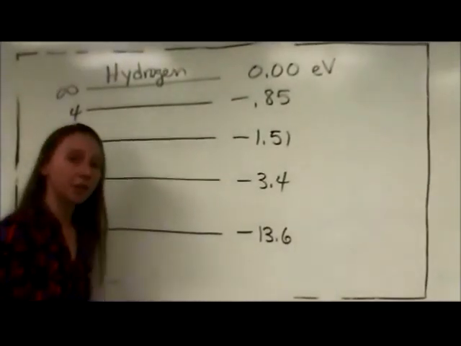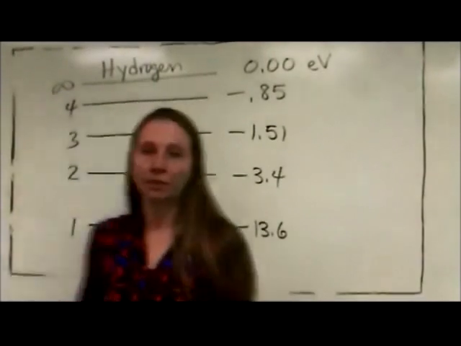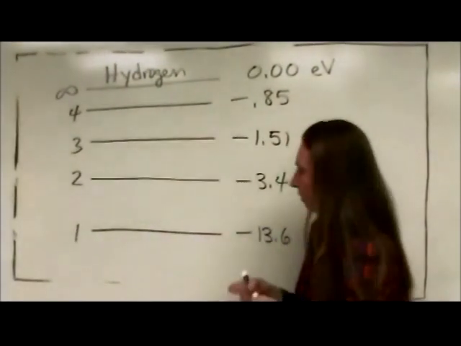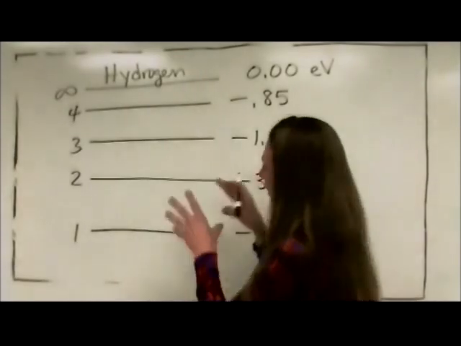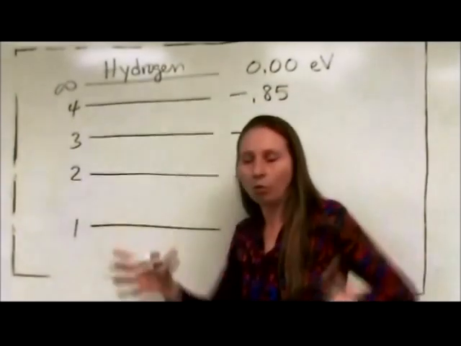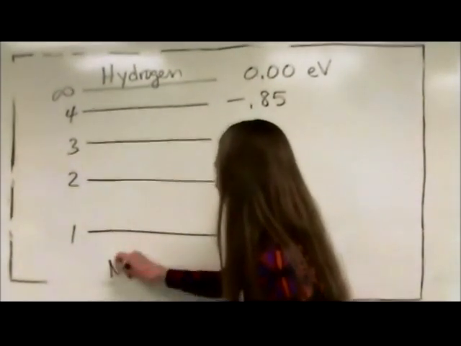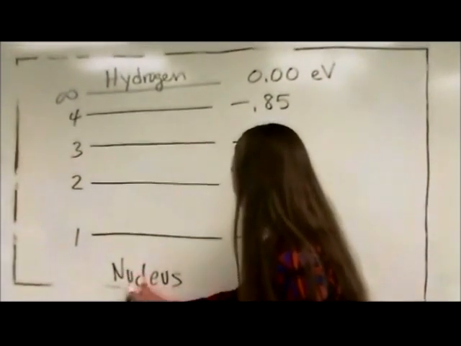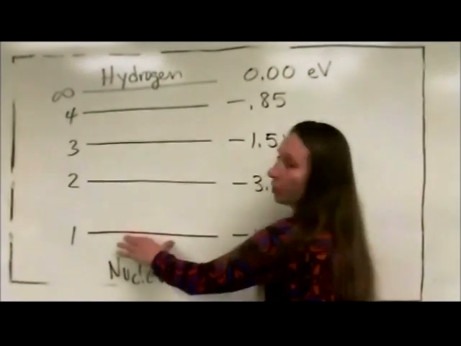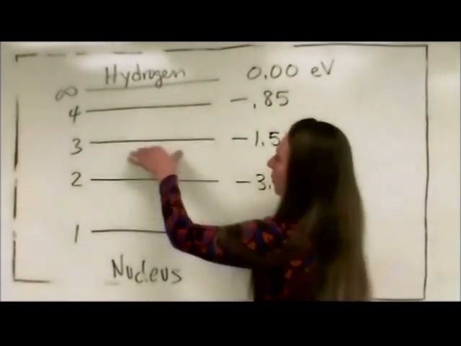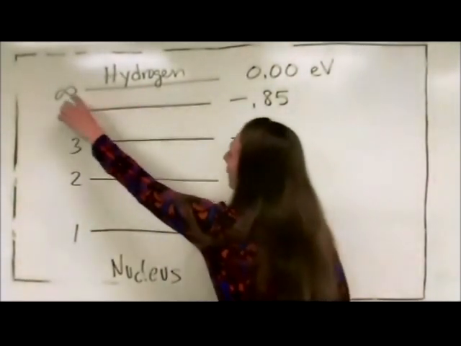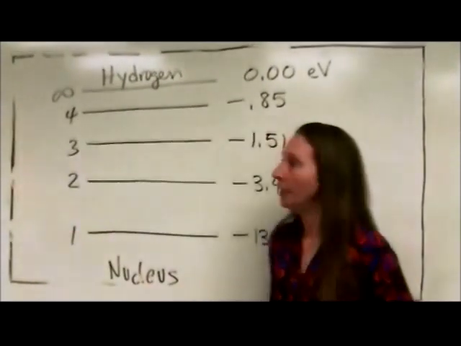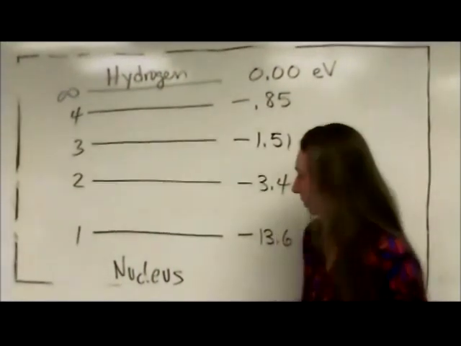Just a quick little summary of what we've covered in this section. The energy level diagrams show the energy levels around the nucleus of an atom. You can think of the nucleus as being down here. And this would be the first shell, the second shell, the third shell, the fourth shell. Infinity means that the electron is so far away that it has been ionized.